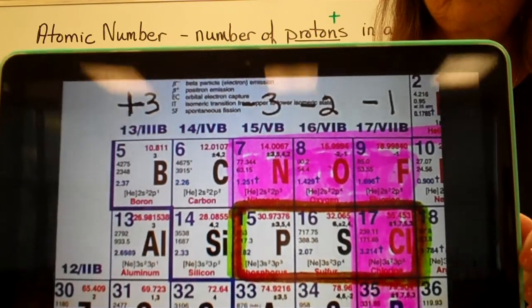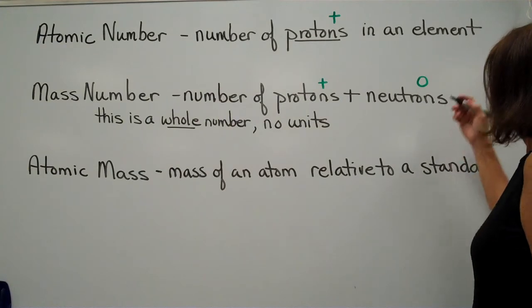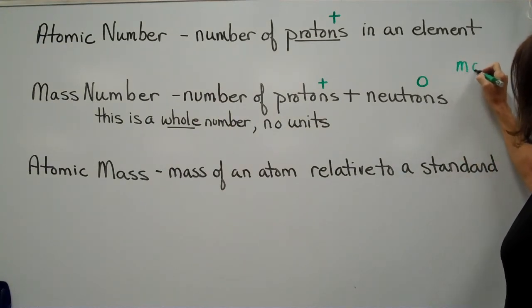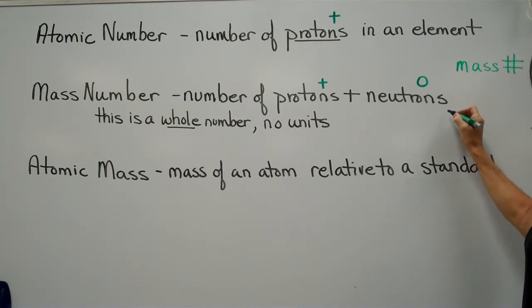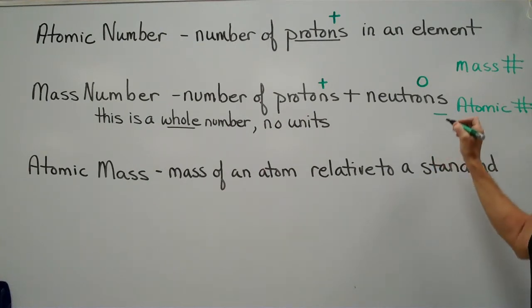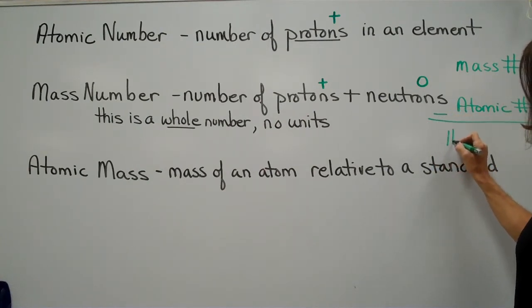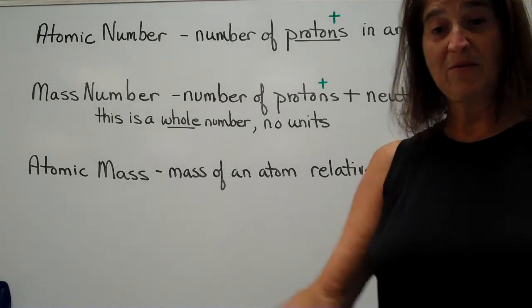So, if you were going to take the mass number, which is the number of protons and neutrons, and you were to subtract the atomic number, which is the number of protons, then you would obtain the number of neutrons. So you can find the number of neutrons for any atom on the periodic table. Let's take a look at your periodic table.